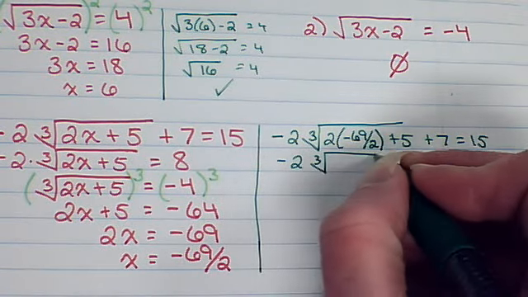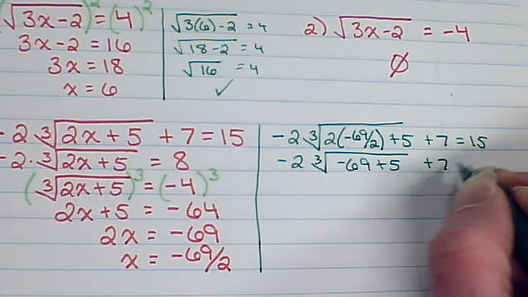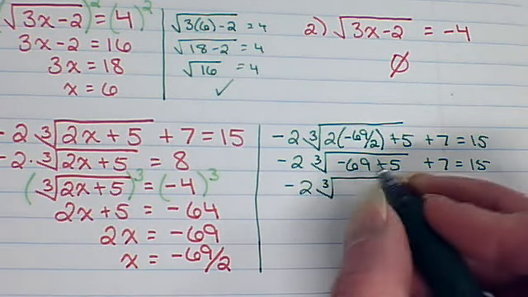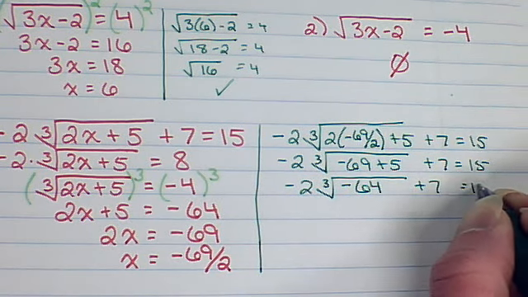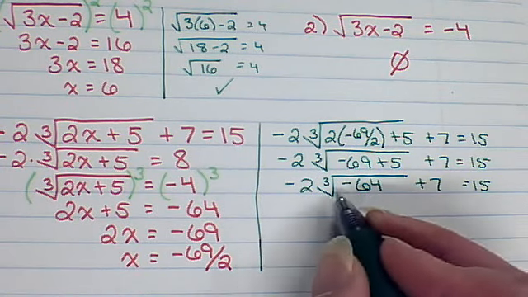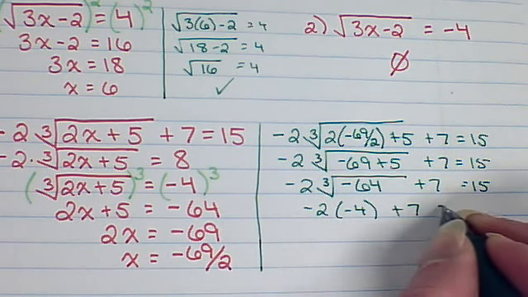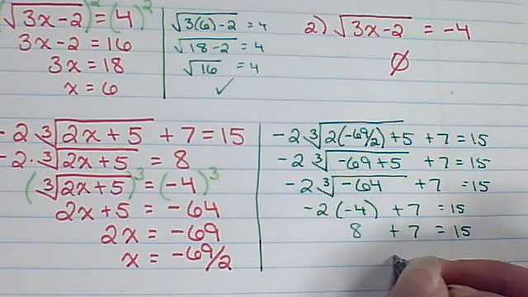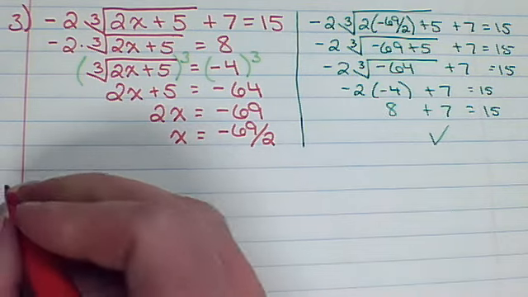And you could do this in your calculator as well if you wanted to save time. But the main things we're looking for are negatives under an even radical, and things that don't make the right side true. Cube root of negative 64, that's a negative 4. That'd be 8 plus 7. Does that equal 15? Yes, it checks out. Go with number 4.